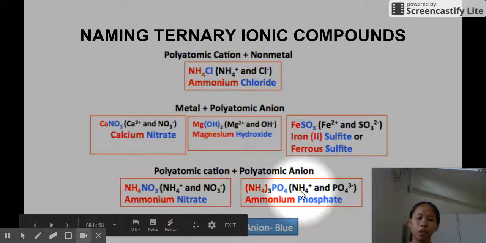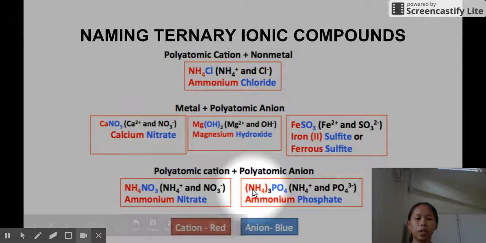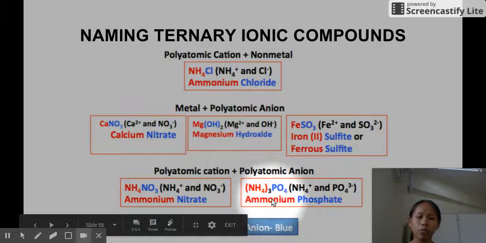Similarly, if you have ammonium and phosphate, when you crisscross the two, it will become NH4 parenthesis 3, because again it's not 1 and it's a polyatomic ion, so you need to put a parenthesis, and then PO4. So the final name is ammonium phosphate. Nothing changes. Now let me focus on the example that I did not discuss yet.